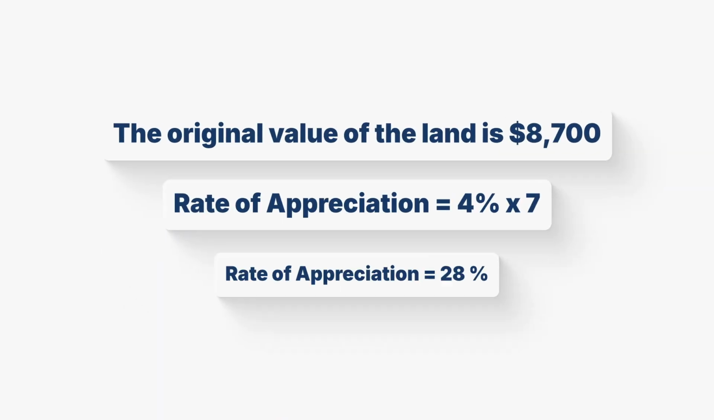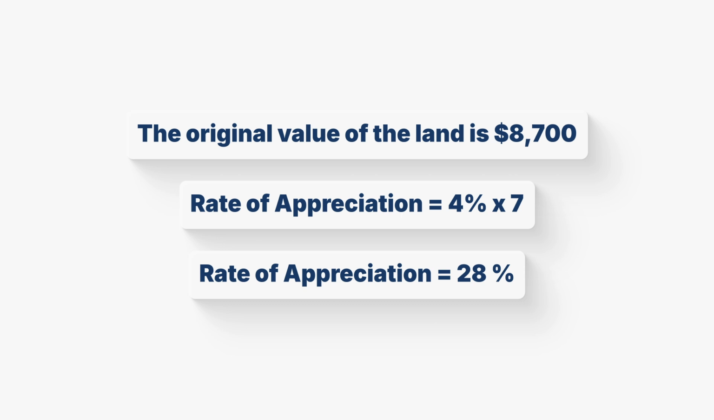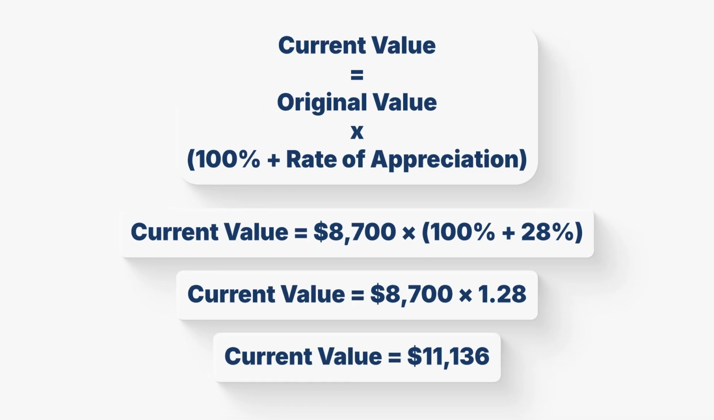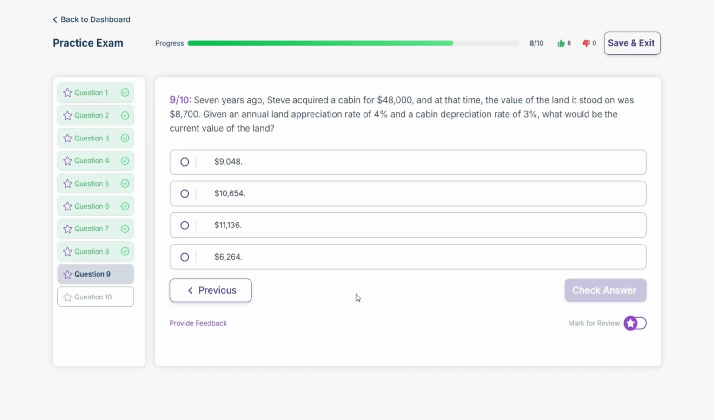With that cleared up, let's write down the information we're given. The original value of the land is $8,700. The rate of appreciation is 4% per year for 7 years. So we multiply 7 times 4%, which gives us 28%. Now let's plug everything into the formula. Current value equals $8,700 times 100% plus 28%, or $8,700 times 1.28. Current value equals $11,136. So the current value of the land is $11,136. The correct answer is C.